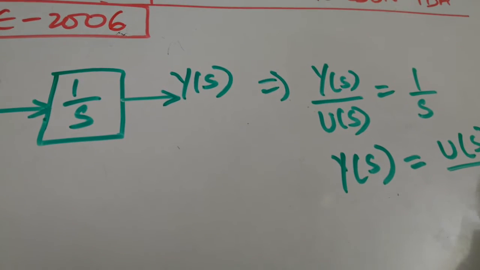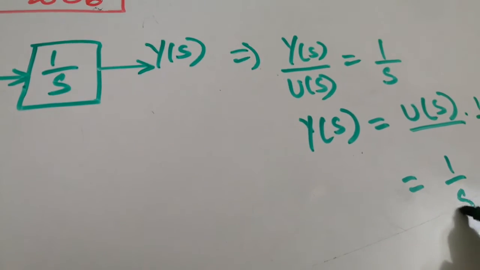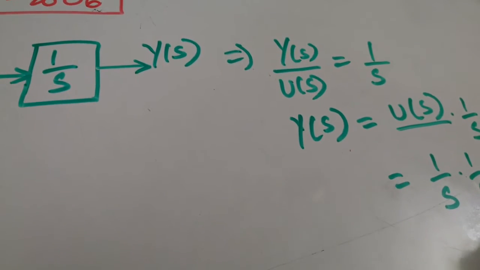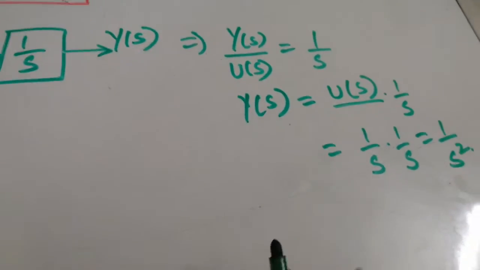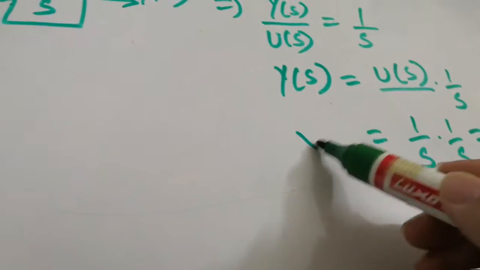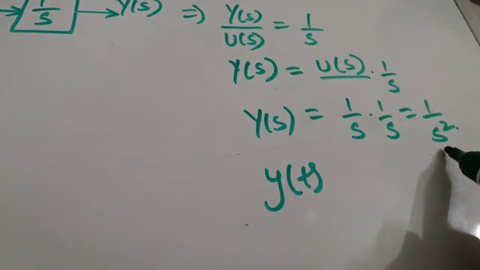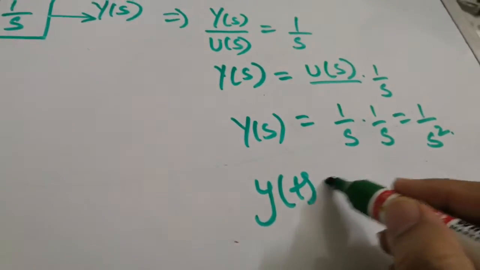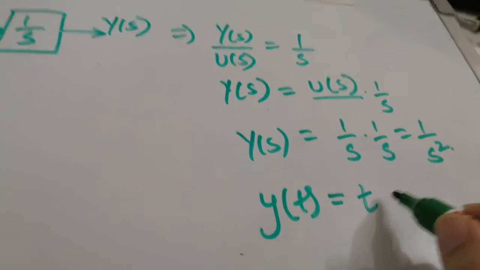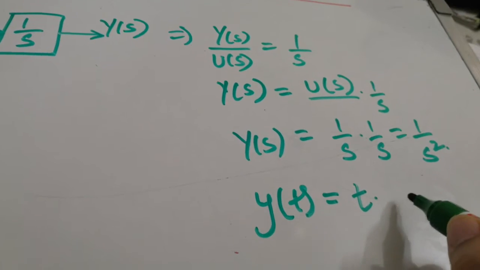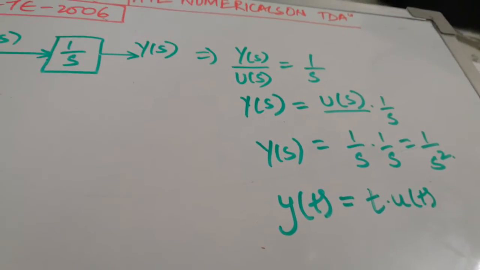U(s) into 1 upon s. So you know the value of U(s), that is equal to 1 upon s, into 1 upon s. This is going to become your 1 upon s square, right? Now this is my Y(s), so I have to calculate the value of y(t). Whenever y(t) is there, that means you have to take the inverse Laplace transform of 1 upon s square. This is always given by t, and u(t), because that is equal to 1, can be written like this here. So this becomes t into u(t).